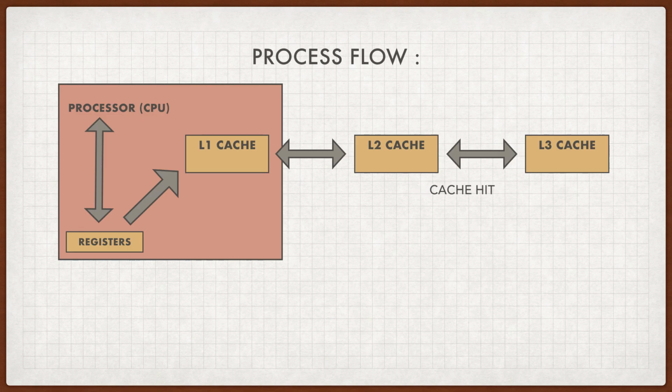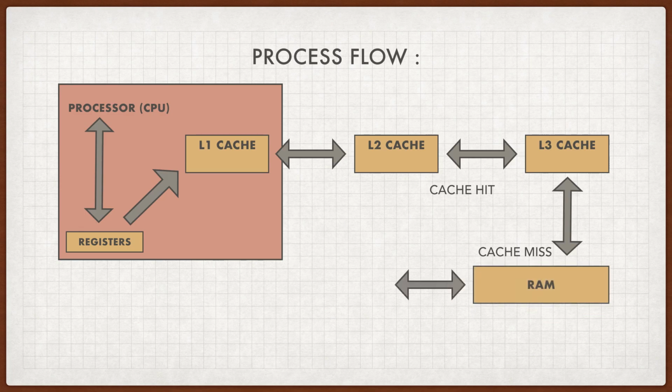If the CPU finds the data inside the cache memory, then it is known as a cache hit. But if the data is not available inside the cache, then it is known as a cache miss. After a cache miss, the CPU will look inside the RAM and then in storage devices.